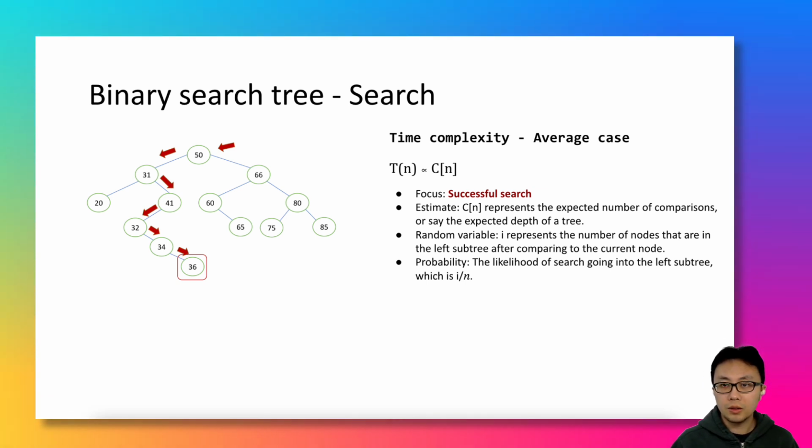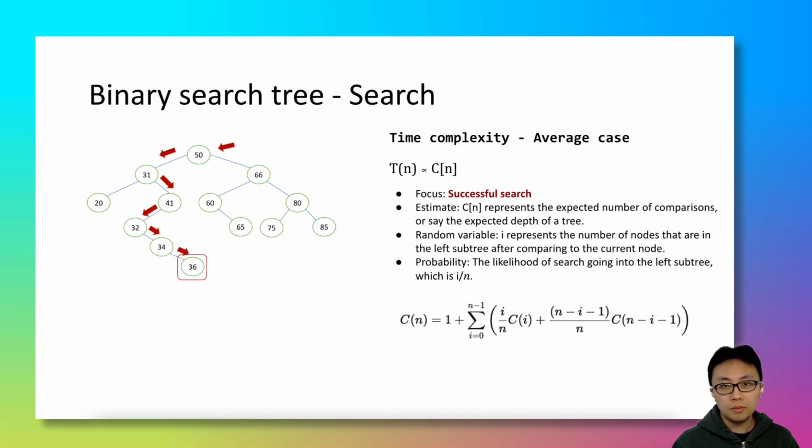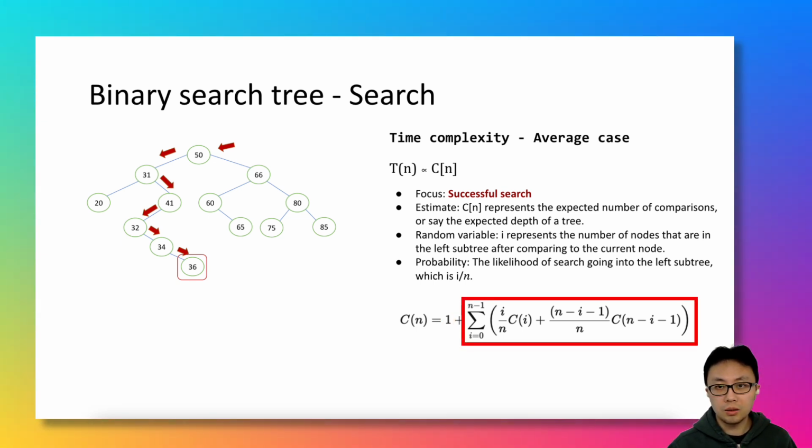Now we have everything we need to compute the expected number of comparisons, or say the recurrence relation for the expected number of comparisons. This recurrence relation can be expressed as the following. In this formula, Cn represents the expected number of comparisons at the root, at the right side of the equation. 1 represents a single comparison between the root node and the target. This summation item represents the expected number of comparisons in the next step.